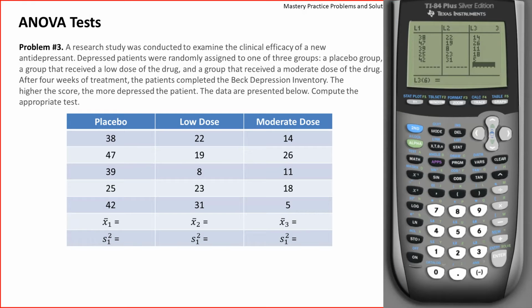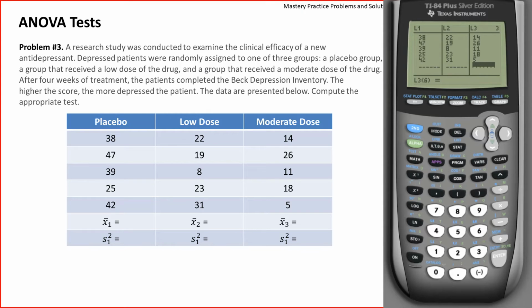Okay, so here's problem 3. This is a research study conducted to examine the clinical efficacy of a new antidepressant. So you've got 3 groups: placebo, low dose, moderate dose, and you're asked if these 3 different treatments have any difference in their responses or not. And of course we're going to use ANOVA to do that.